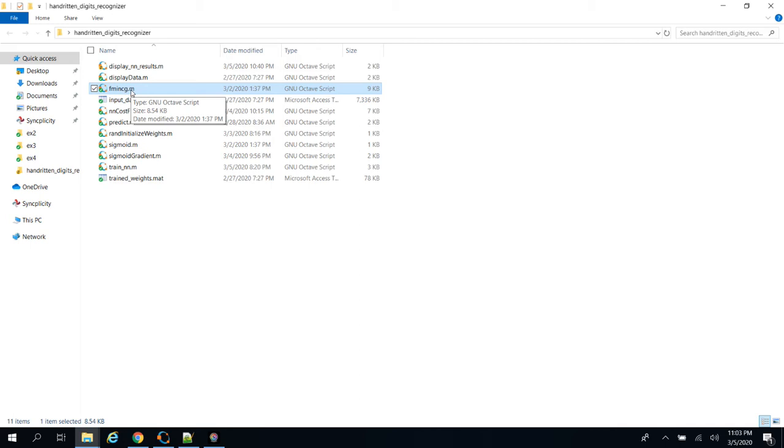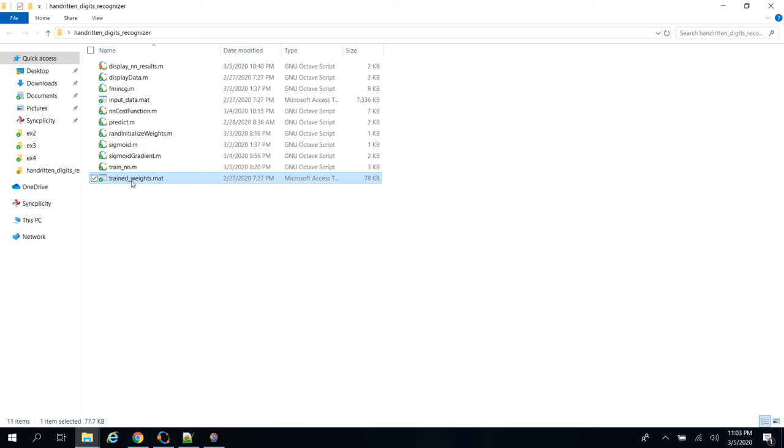And when all the iterations are finished, fmincg returns the trained parameters, the weights of our neural network, back to train nn, and then train nn stores the weights that we got by training our neural network in the trained weights file. Now it does take a couple of hours to train the neural network.